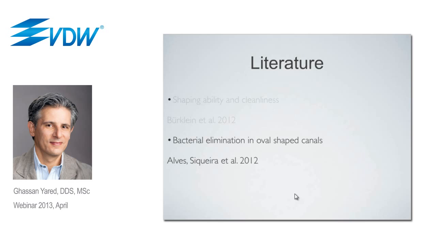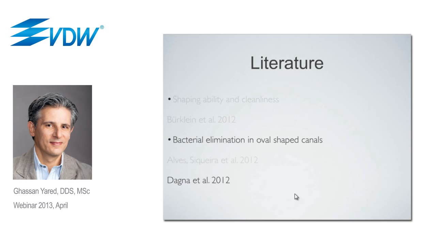As you know, one of the questions is, how can we clean and disinfect a canal when we use only one instrument, when the canal preparation is fast? And studies like this one have shown that it is possible, as long as we expose the canal to the same amount of irrigation, to a similar time to the irrigant, and as long as the canal preparation in both groups is similar.